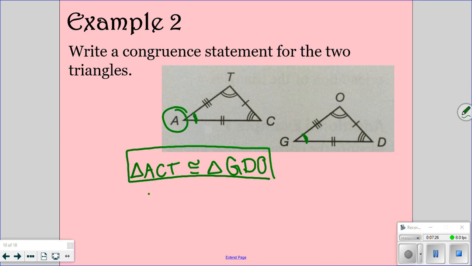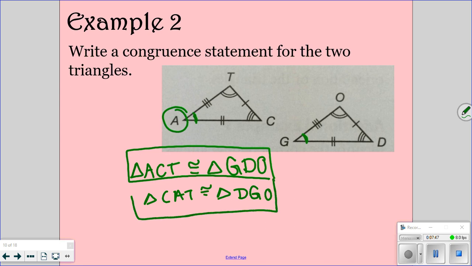You could put them as triangle CAT if you wanted. And if I did that, then the angle that corresponds with C is D. So it would have to go first. The angle that corresponds with A is G, and then the angle that corresponds with T is O. And so that would be how you could write it as well.